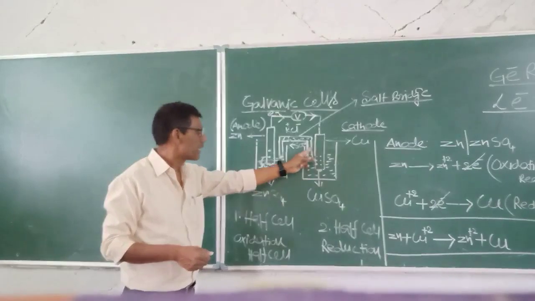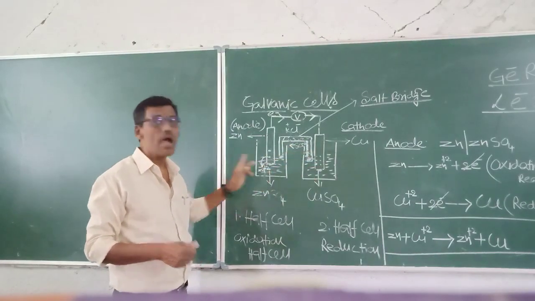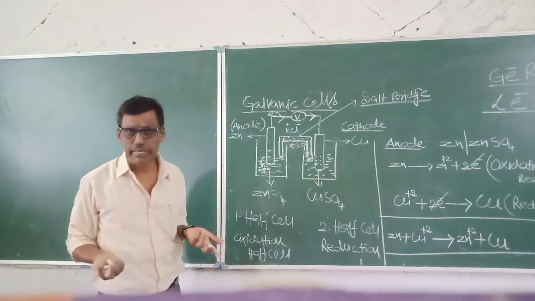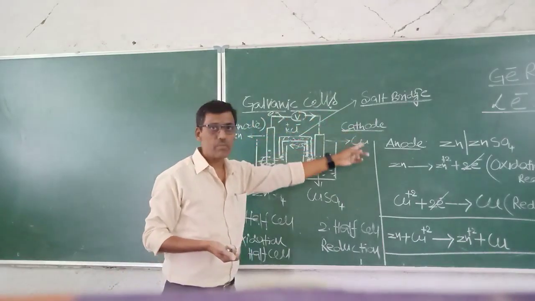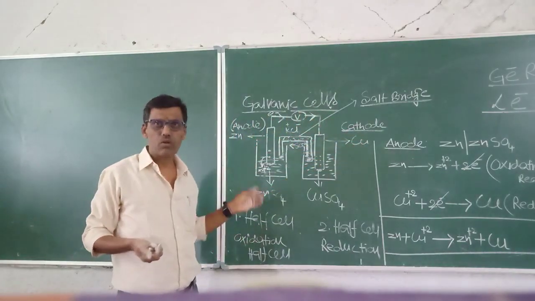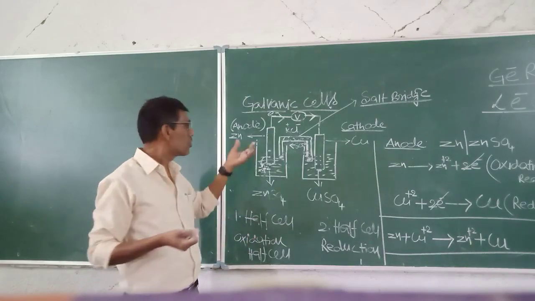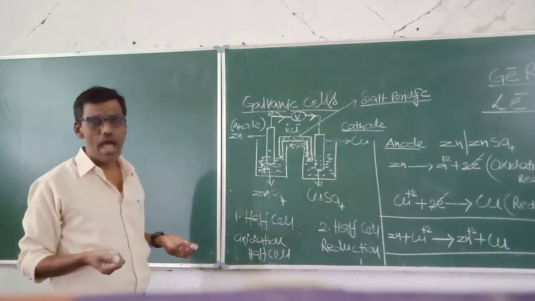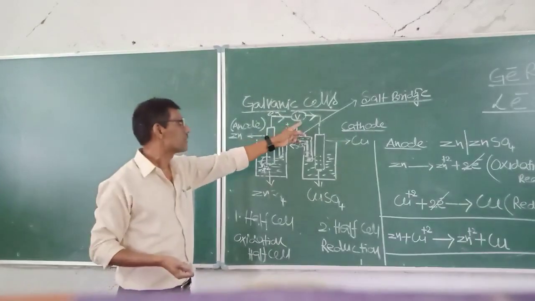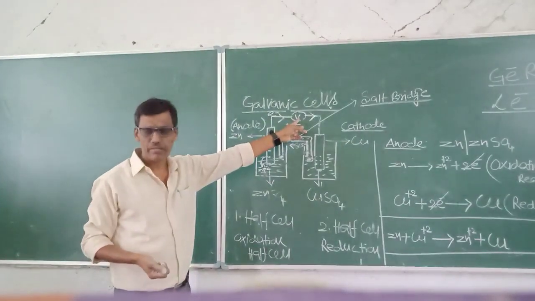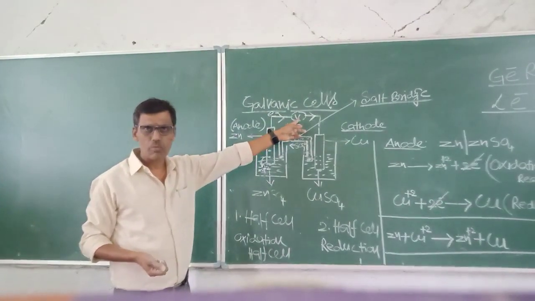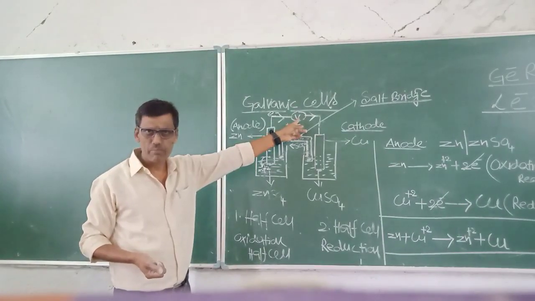Internally, the sulfate ions, the negative ions, travel from cathode to anode. So the circuit is completed. The electrons that are liberated will generate electricity. This arrangement has now produced electricity, which can be observed in this voltmeter, where the voltage of the current produced can be measured.